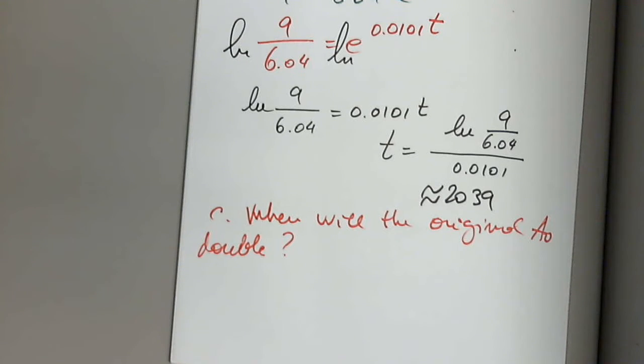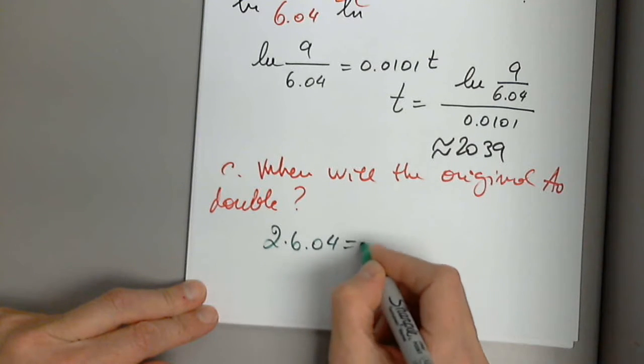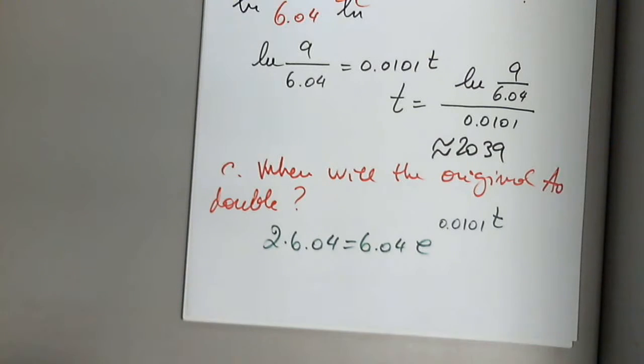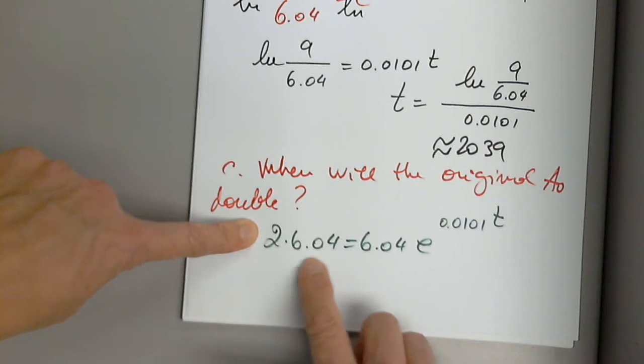A equals 6.04 times 2. Exactly. 2 times 6.04 equals 6.04 e to 0.0101t. And you can say, why don't you multiply it? Here's why. Can anyone tell me why I did not multiply 2 by 6.04? I could have. It's not a big deal. Why didn't I write 12.08 here instead of 2 times 6.04?